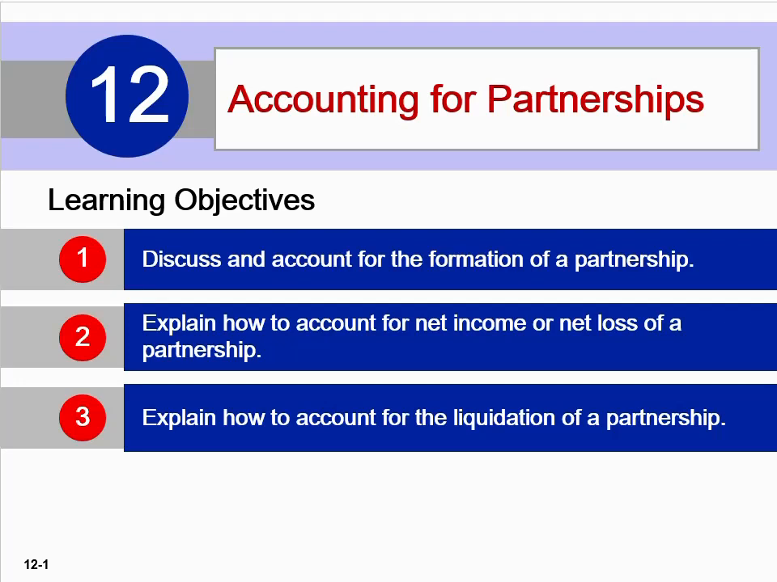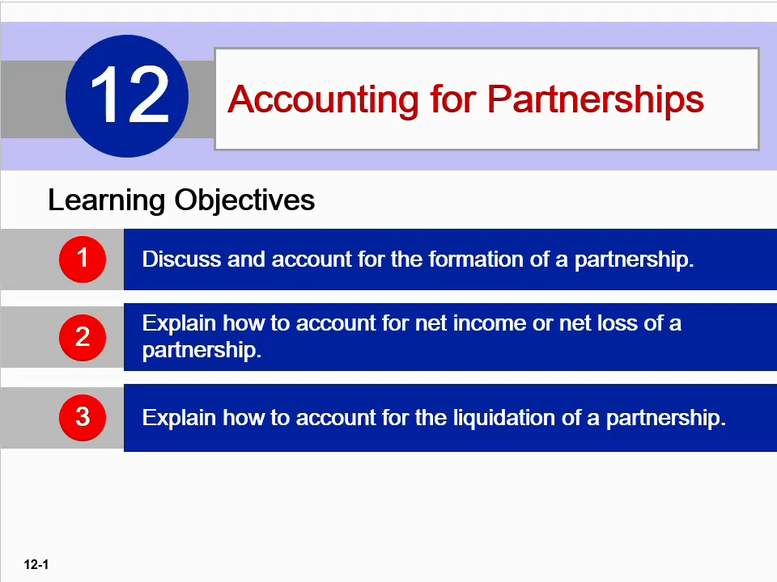There are three learning objectives for this chapter. We'll be talking about how we record or account for the formation of a partnership, meaning when the business is started, how do we record the formation journal entries?